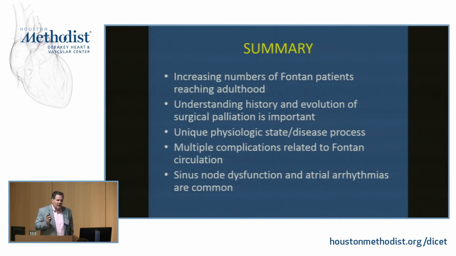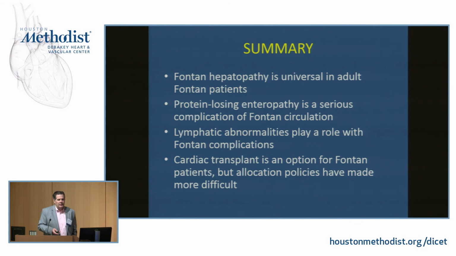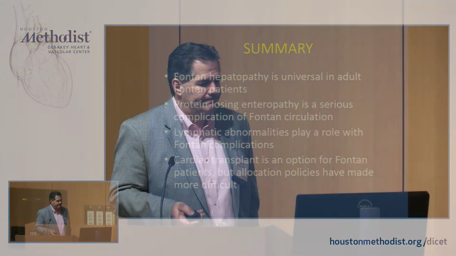To summarize, there are increasing numbers of Fontan patients reaching adulthood, and understanding the history and evolution of surgical palliation is important. This is a unique physiologic state and disease process. There are many complications related to the Fontan circulation, and there are others that I didn't mention today. Sinus node dysfunction and atrial arrhythmias are common. Hepatopathy is universal. PLE is a serious complication. Lymphatic abnormalities play a role. Cardiac transplant is an option, but may prove more difficult in the future.